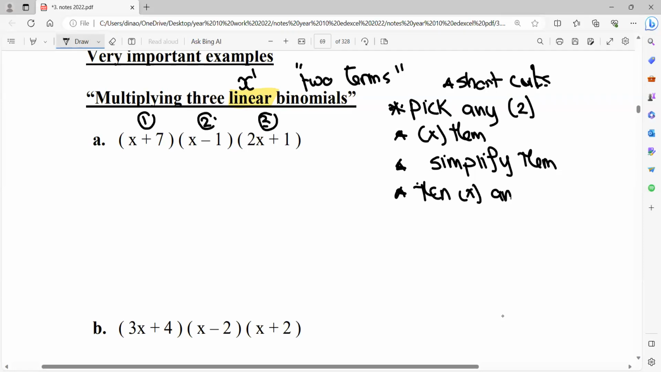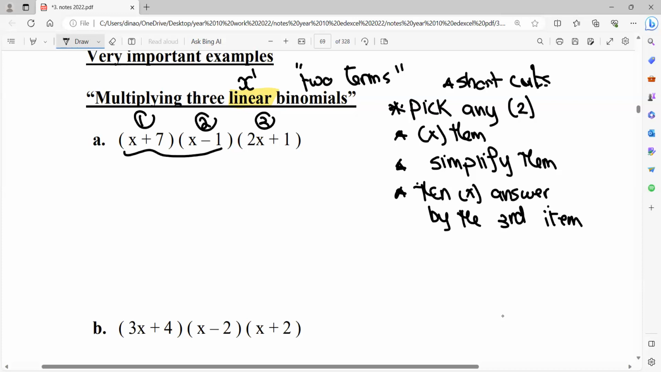Then multiply your answer by the third item. Of course, this is the mathematical explanation. If you have 3 items, as we have over here, pick any 2, for example these together or these together, whatever. You pick any 2, you multiply them, you simplify them, then you take the answer and multiply by the third item.